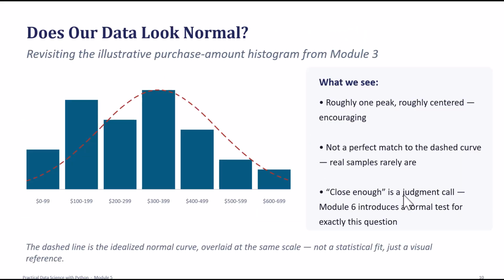So, does our data look normal? Revisiting the illustrative shape we had before in module 3, what we see is roughly one peak, roughly centered, which is encouraging. It's not a perfect match to the dashed real sample that we have, but close enough is the judgment call. We will introduce a formal test for exactly this question. The dashed red line is the normal curve overlaid at the same scale, not a statistical fit, just a visual reference.